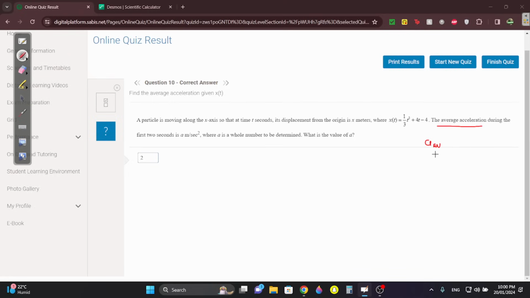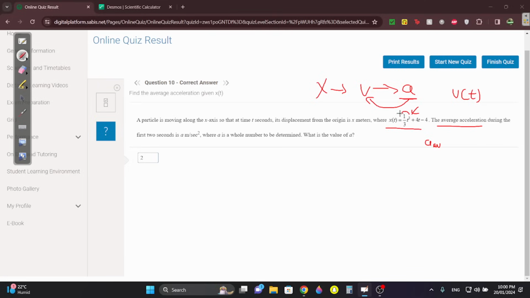We have to use, since it's average, what comes before acceleration. Remember, the path is x to v to a. Since we want average acceleration, we have to take v(t). We don't have the v(t), but we have the x(t). How do we find the v(t) given the x(t)? You must derive. So let's derive 1 over 3 t cubed plus 4t minus 4.